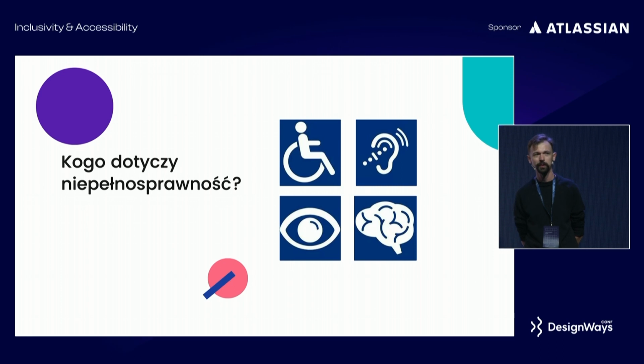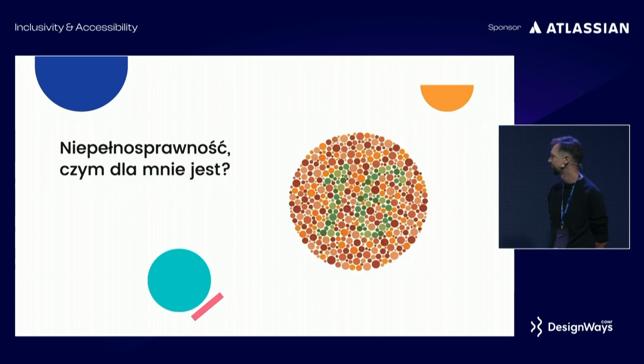Disability is not only a motion disability, it's also things connected with sight impairment, or simply blindness, as well as color blindness. Another thing, hearing problems, cognitive dysfunctions, dyslexia, dysorthography. All of that can exclude somebody.